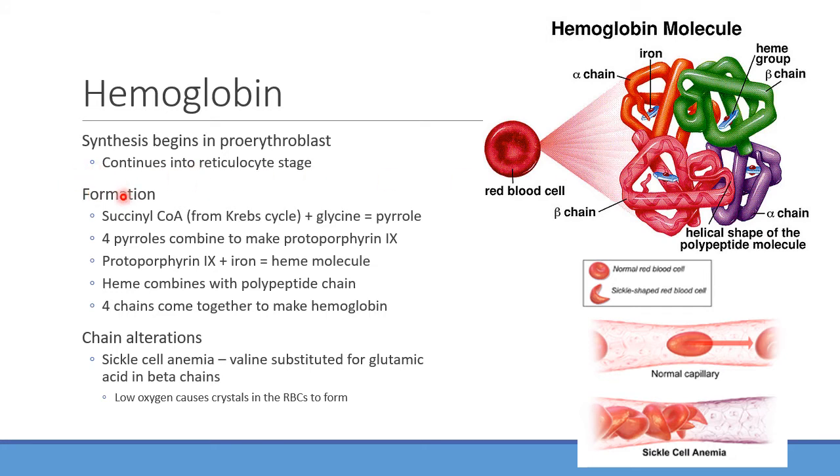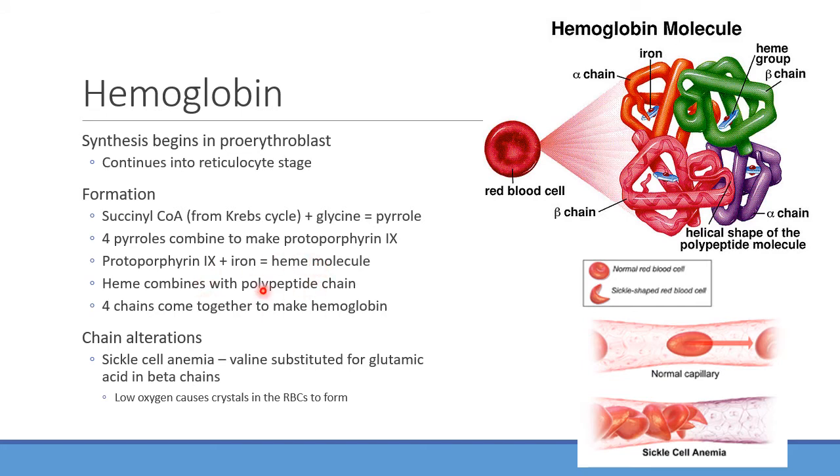Now, how do we form hemoglobin? We get succinyl-CoA, which is coming from the Krebs cycle, and then we're going to mix that with glycine and get a product called pyrrole. And then 4 pyrroles are going to combine together and make protoporphyrin 9. And then once you add that with iron, that gets that heme molecule. So that's actually a heme pigment.